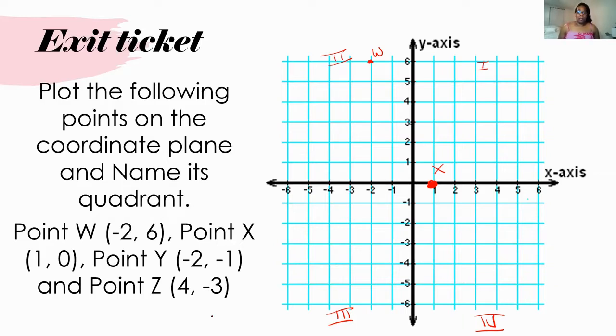Then we have for point Y, (-2, -1). So I went to the left 2 from the origin and then down 1. So that's my point Y. And then point Z is going to be (4, -3). So I go to the right 4 and I'm going to go down 3. So that'll be point Z. All right, so that's what we had to do for the exit ticket from last time.